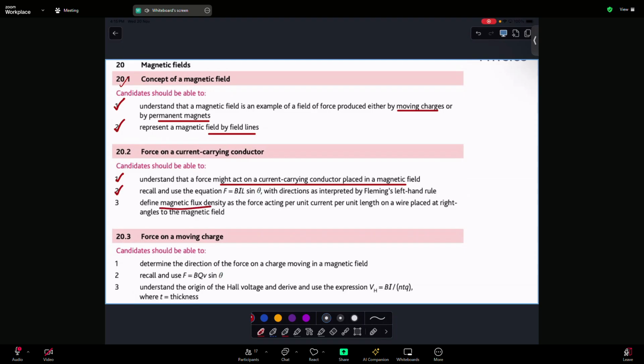Determine the magnetic flux density as a force per unit. So if they ask you magnetic flux density in your exam, this is the definition. Not the one that makes more sense, which is the amount of magnetic flux per unit area. They want this one, so you have to go for this one. This is more based on the equation, so it's very easy.